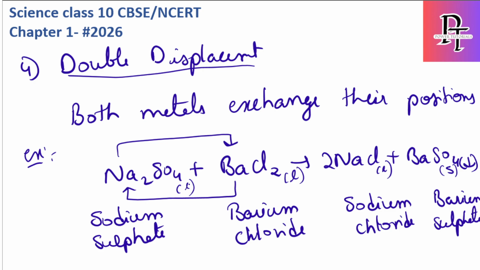I'm sorry, sodium sulfate is a solid. Okay, so if you add sodium sulfate to barium chloride solution, sodium chloride solution will be formed and we will form one BaSO4 as a precipitate in that same test tube. Okay, so this is an example of double displacement. Let's see the other one.